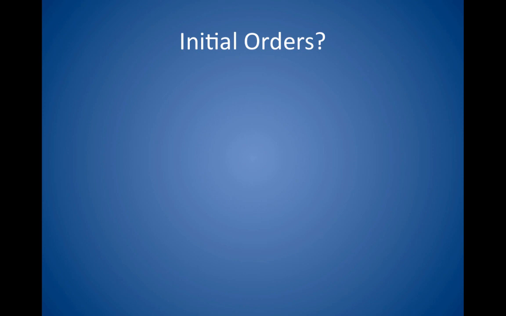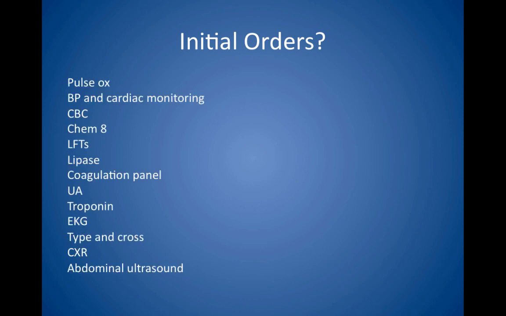What are your initial orders? Initial orders should include pulse oximetry, blood pressure and cardiac monitoring, CBC, a Chem8, LFTs, lipase, coagulation panel, urinalysis, troponin, electrocardiogram, a type and cross, chest x-ray, and abdominal ultrasound.